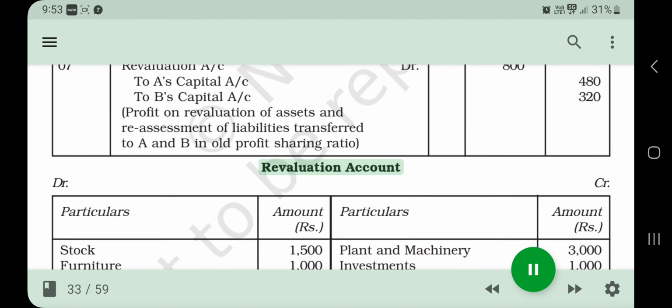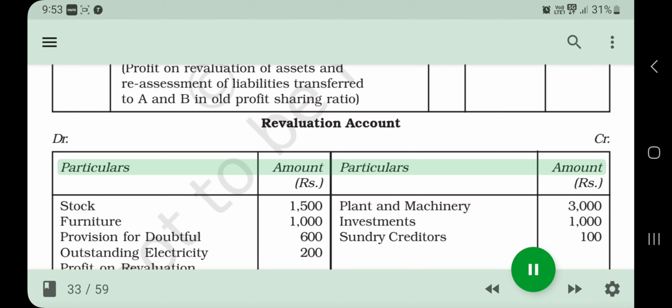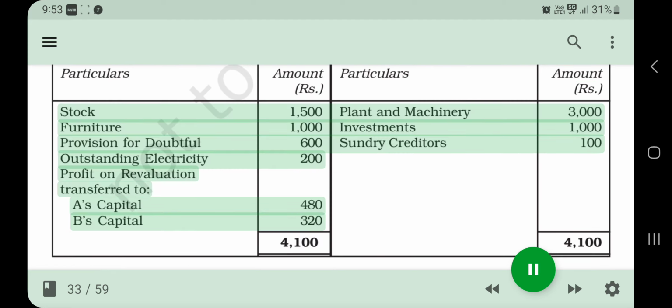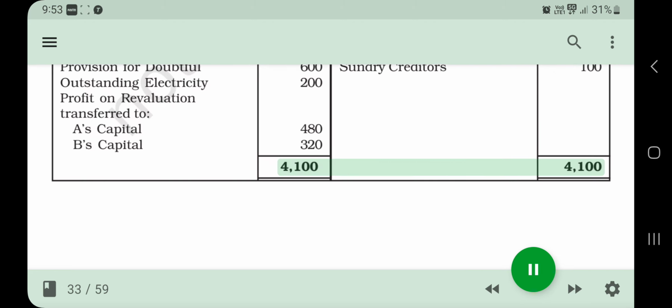Revaluation account. Dr. Cr. Particulars, amount Rs. Stock 1,500; plant and machinery 3,000; furniture 1,000; investments 1,000; provision for doubtful debts 600; sundry creditors 100; outstanding electricity 200. Profit on revaluation transferred to A's capital 480, B's capital 320. Total 4,100.